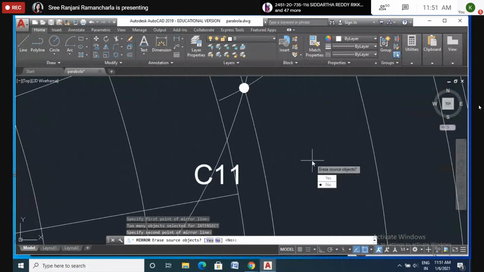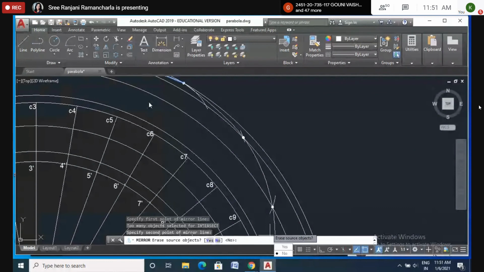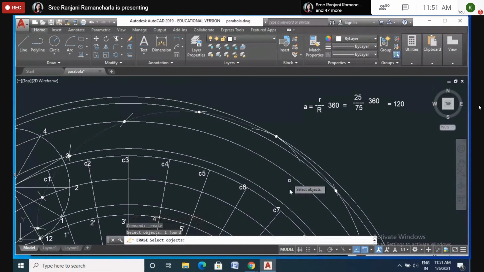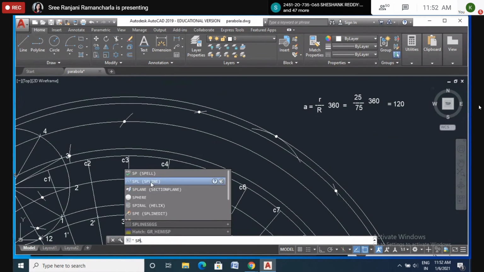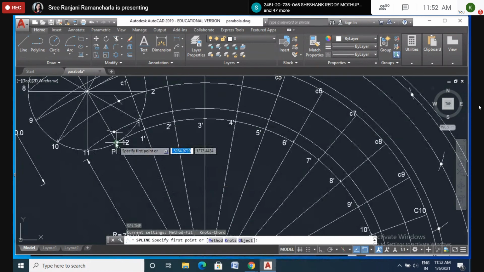Or else you can continue with the free flow curve. This is a free flow curve. So it is better to continue using the SP line. I will remove this one again. I want to show it with the command only. SP line. SP line. So I want to start from here.